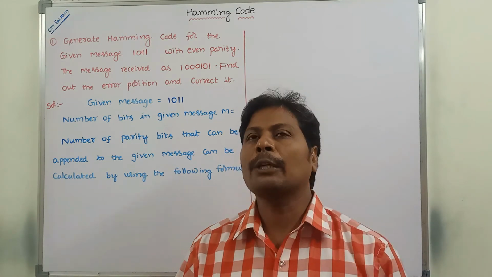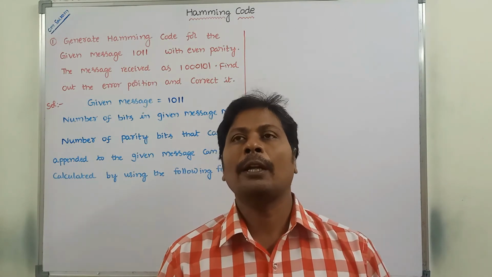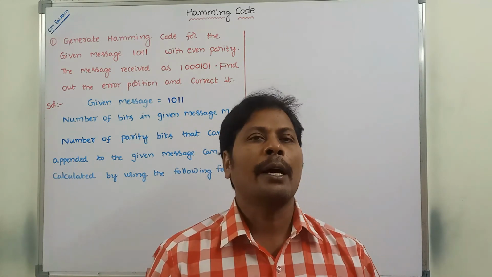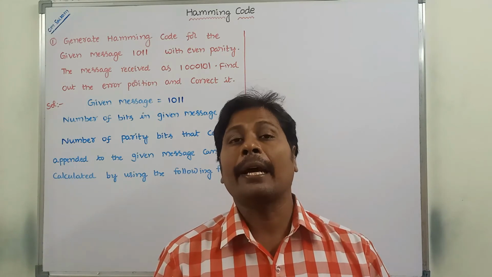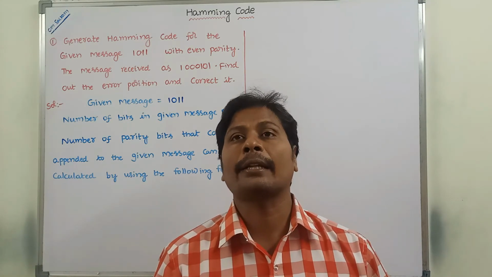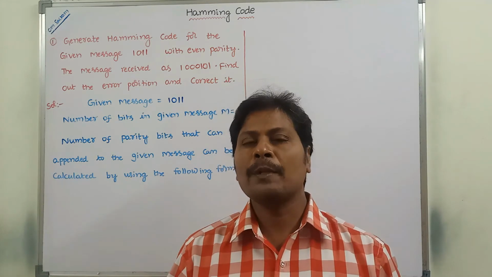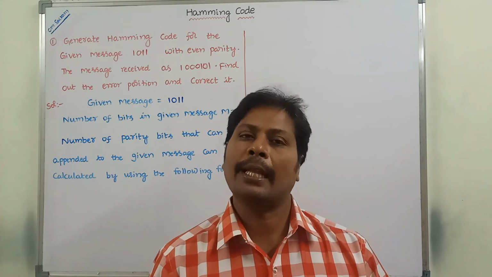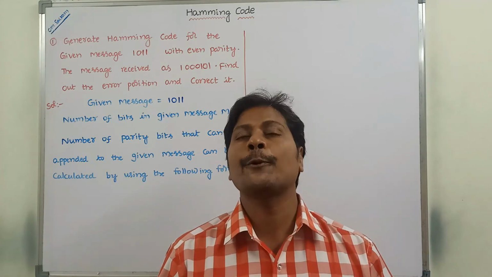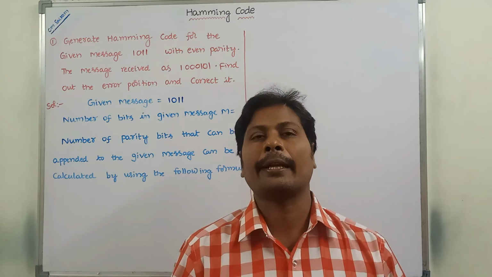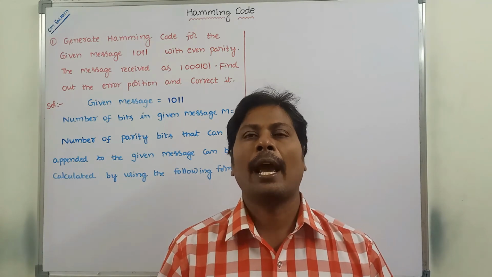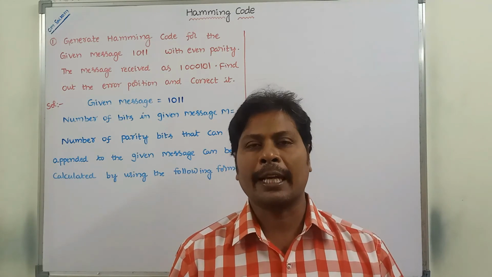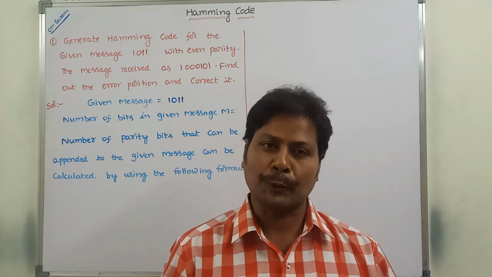Before going to the example, first of all, what is Hamming code and why can Hamming code be used? Hamming code is an error detection and error correction code. By using Hamming code, we can identify the error position in the given message and also correct that error. Hence, Hamming code is both an error detection and error correction code.